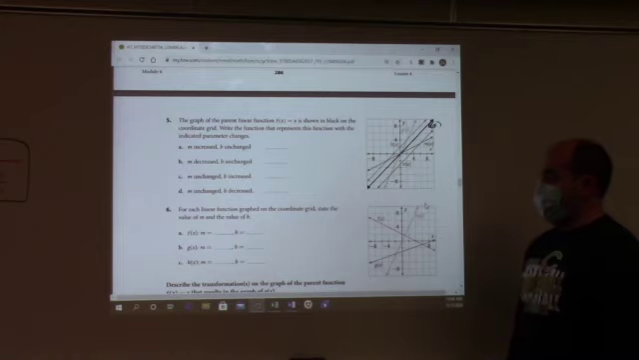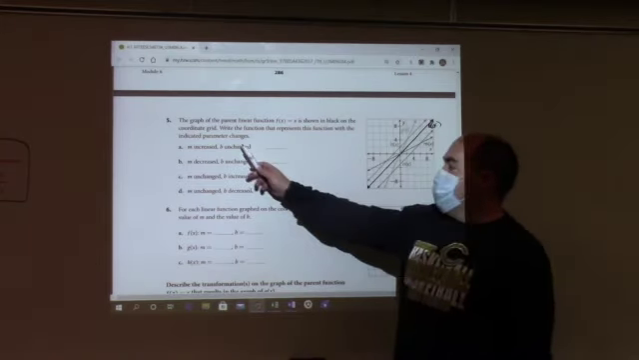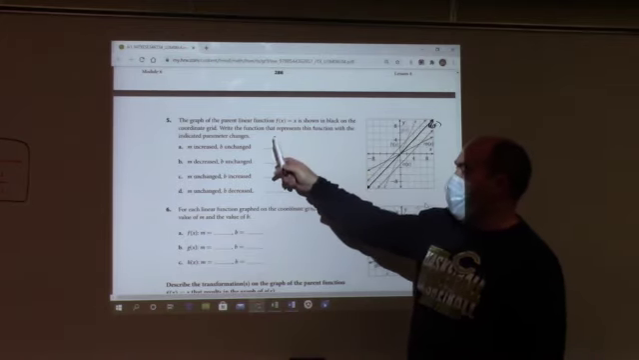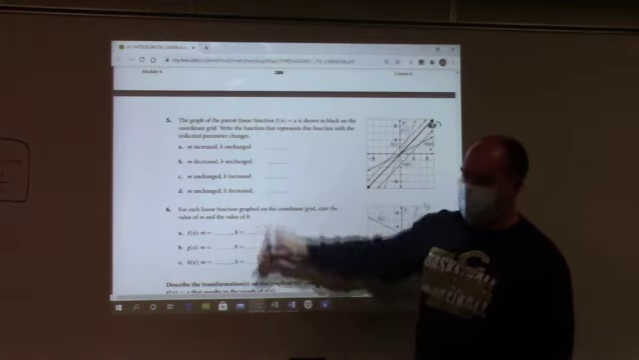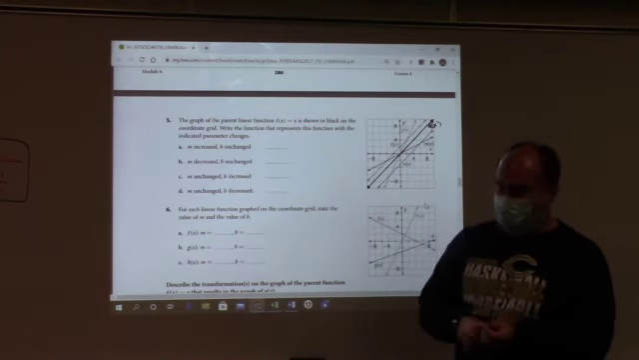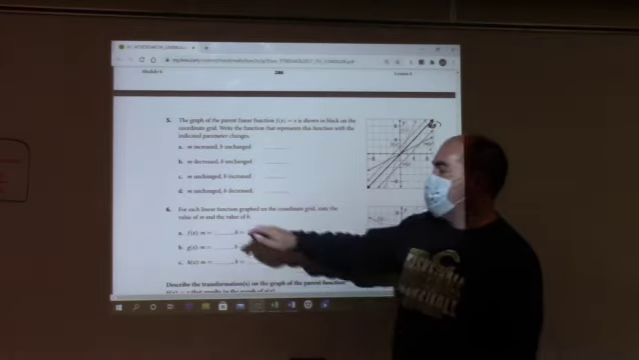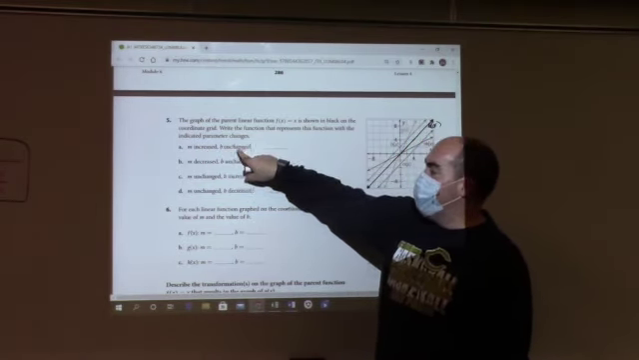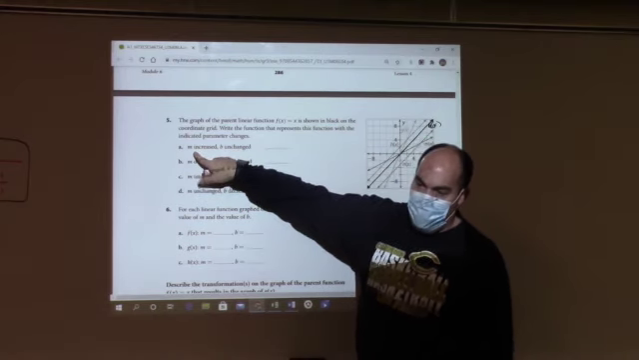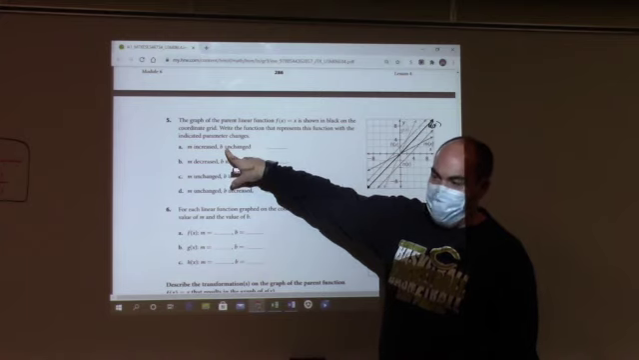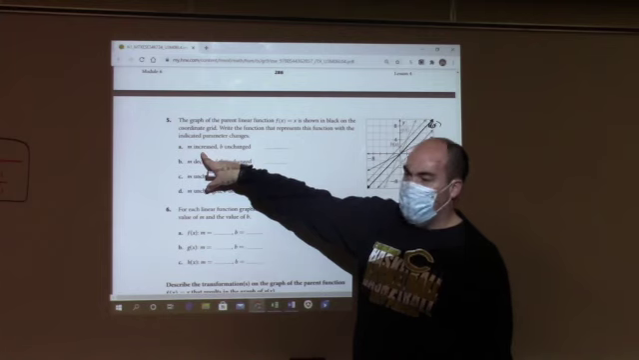Alright, now, it asks us to write the function that represents this function with the indicated parameter changes. So, the first thing they ask us is for the m increased, but the b is unchanged. So the m represents what? Slope. The b represents what? Y-intercept. So the y-intercept has to be the same. The slope is going to be bigger.